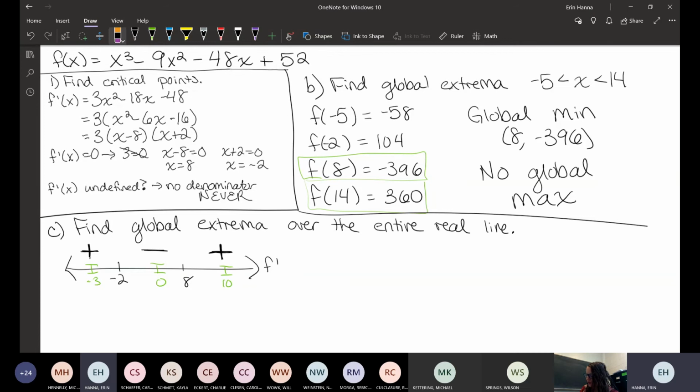If anyone wants to see more work on that, let me know. But again, that was stuff we'd already talked about, so I'm breezing through it. So that would mean that our function is increasing, then decreasing, then increasing. So think about what that means for the ends.